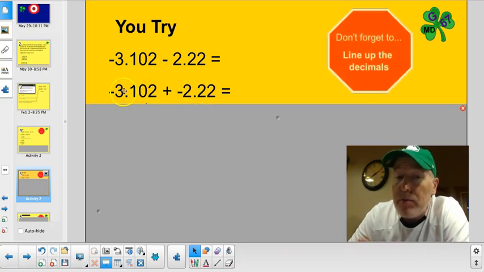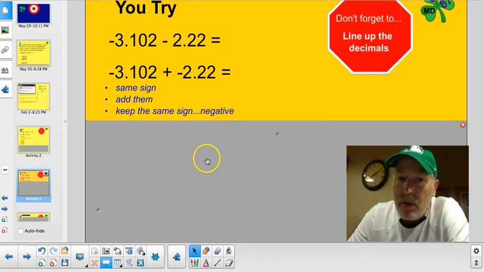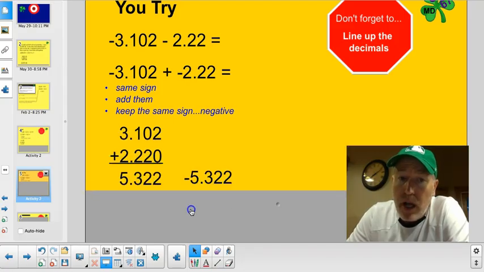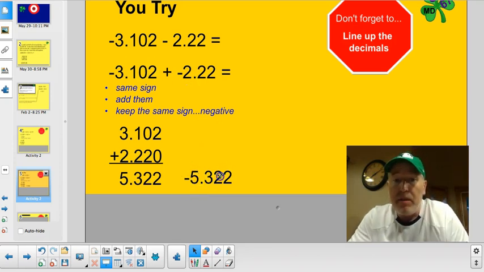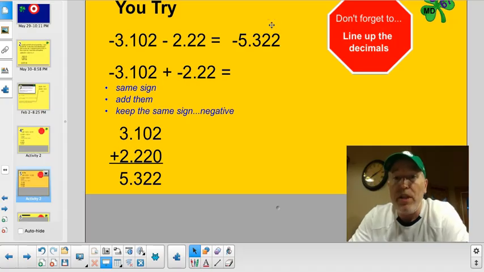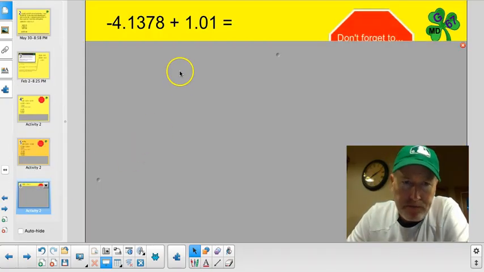I do. It helps me to go that I'm adding two negatives together, because then I know they're the same sign. I'm just going to add them, and I'll keep the same sign here, which is negative, because they're both negatives. All right, so let's take a look. I lined them up, lined up my decimals. I added them straight up. 2, 2, 3, 5. That's a negative, because it's a negative plus a negative, 5.322.